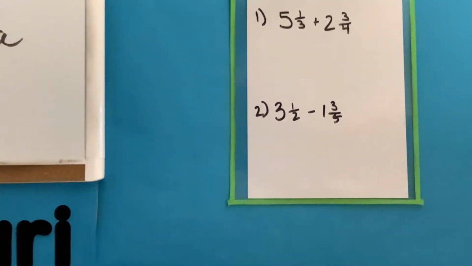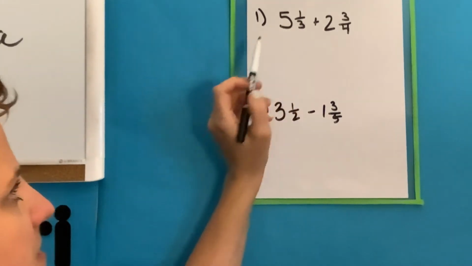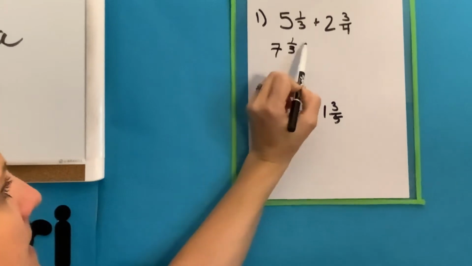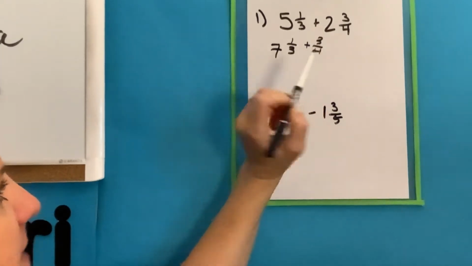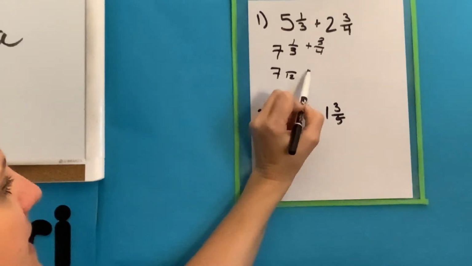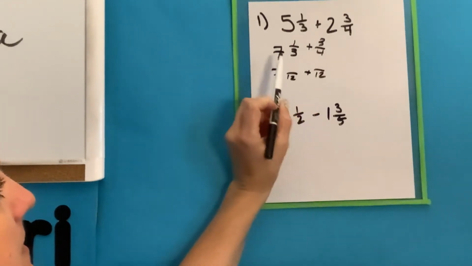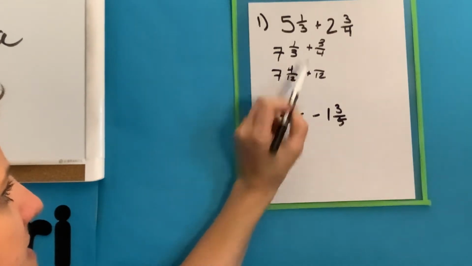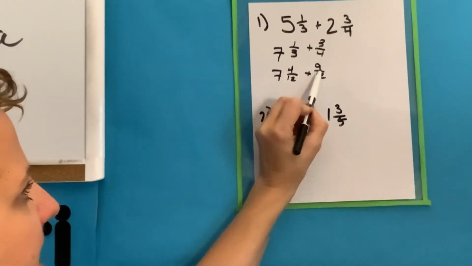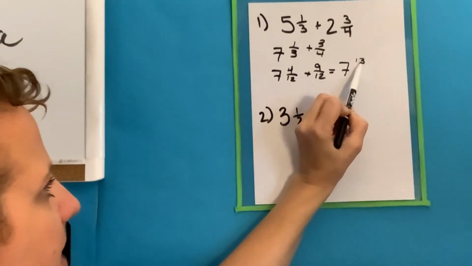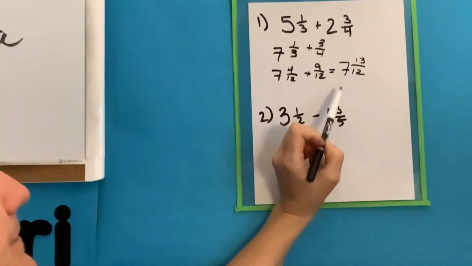So remember, with mixed numbers, we're starting with our whole numbers. So 5 plus 2 is 7. Then we want to create equivalent fractions with common denominators. So in this case, our common denominator will be 12. So we multiply both of these by 4, we get 4/12. Both of these by 3, and we get 9/12. Then we add our numerators. Remember, our denominators should stay the same.